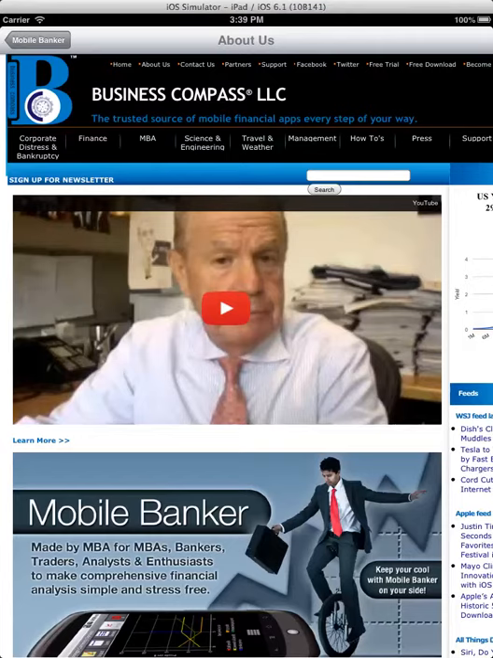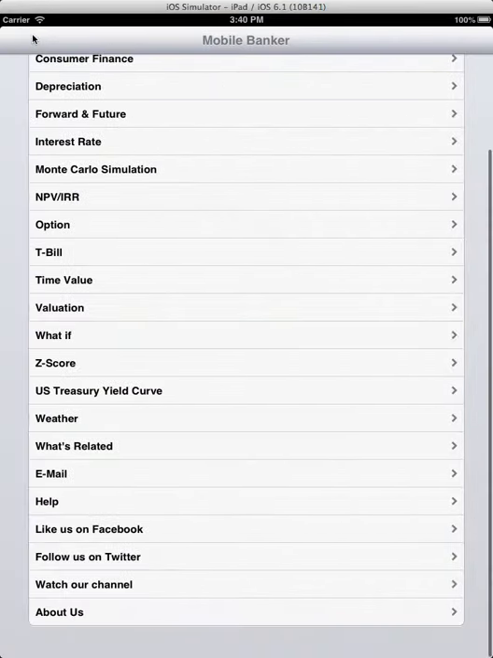Mobile Banker is a comprehensive financial application for MBA students, bankers, traders, financial analysts, and many financial enthusiasts. This application is available on iPhone and iPad platform, and our website is businesscompassllc.com. This is also available on Android and BlackBerry platforms.